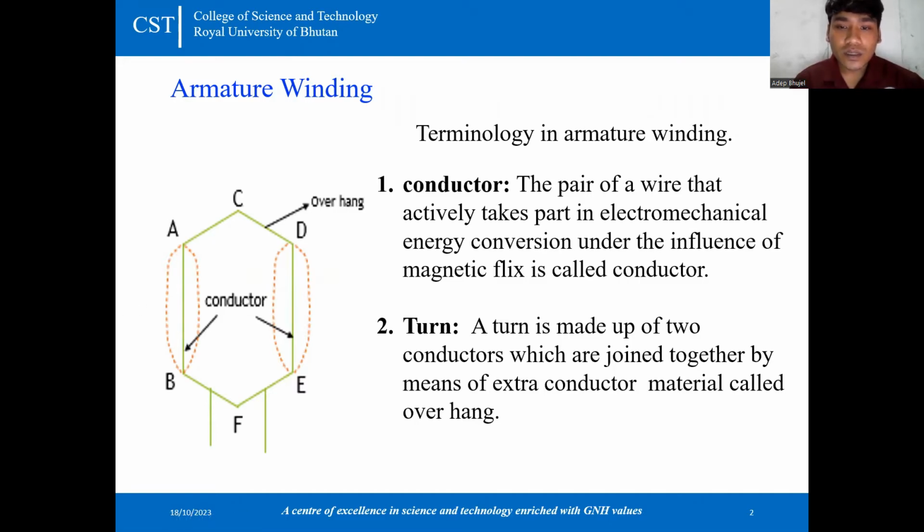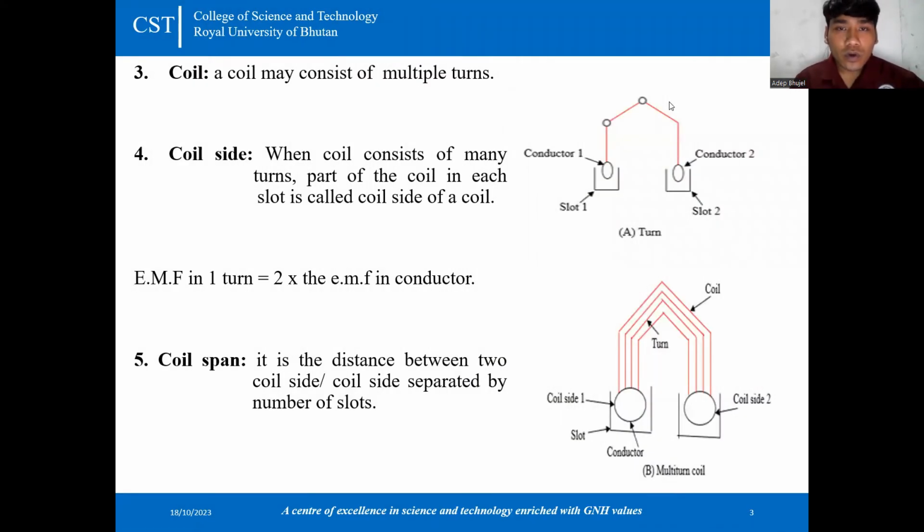Next one we have is turn. A turn is made up of two conductors which are joined together by means of extra conductor material known as overhang. Next is coil. When multiple turns of wire are made, it is known as coil. When a coil consists of many turns, a part of the coil in each slot is called the slot side of the coil. The EMF induced in one turn is equal to 2 times the EMF induced in a conductor, because one turn consists of two conductors.